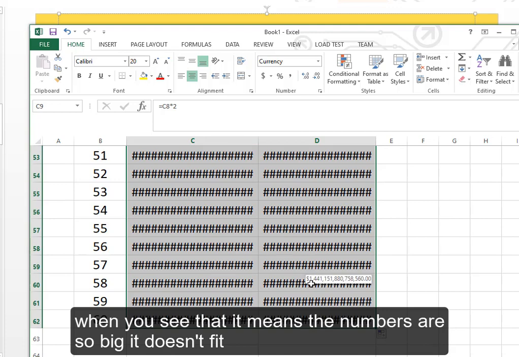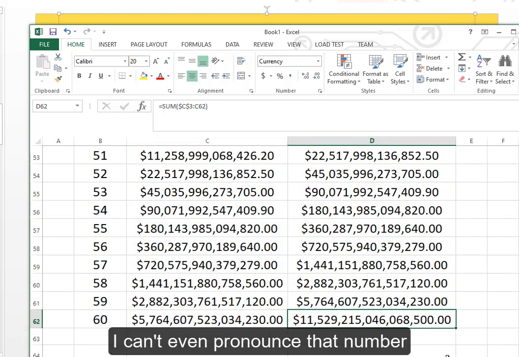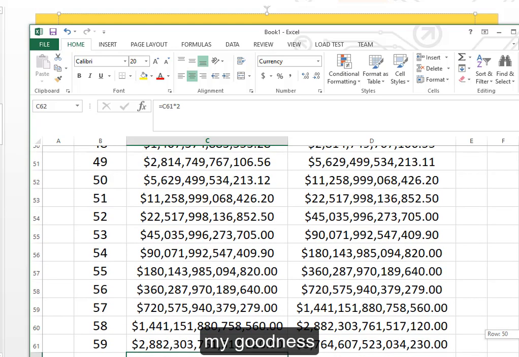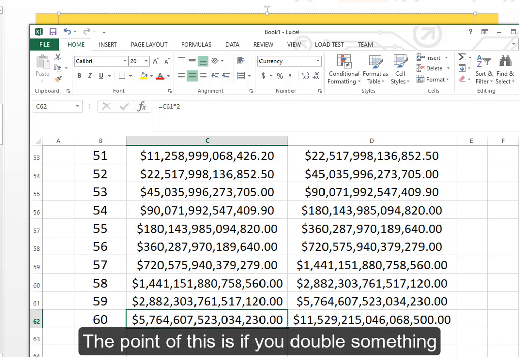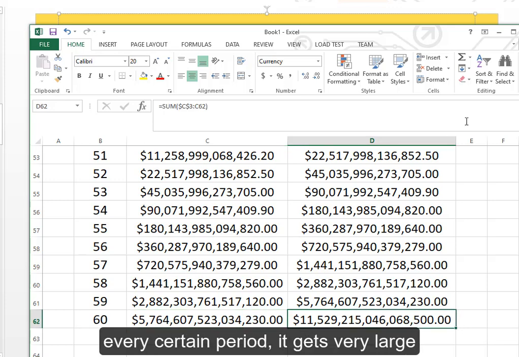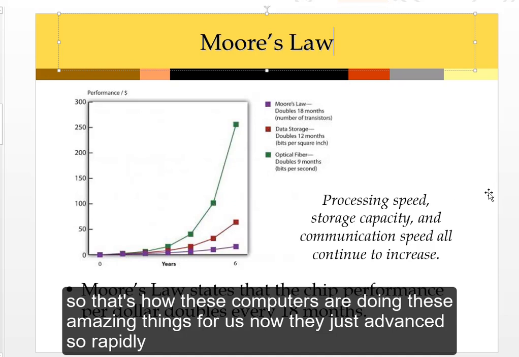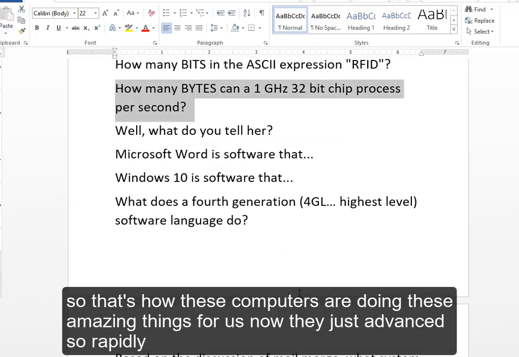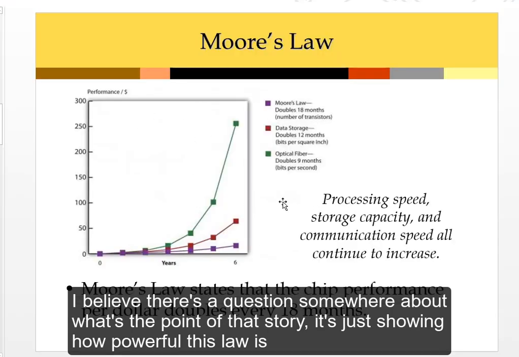When you see that, it means the numbers are so big it doesn't fit in the column. I can't even pronounce that number. There's your final payment to me. You can see why this would be a good deal for me. My goodness. What's the point of this? The point of this is if you double something every certain period, it gets very large very quickly. So that's how these computers are doing these amazing things for us now. They've just advanced so rapidly. I believe there's a question somewhere about what's the point of that story. It's just showing how powerful this law is.